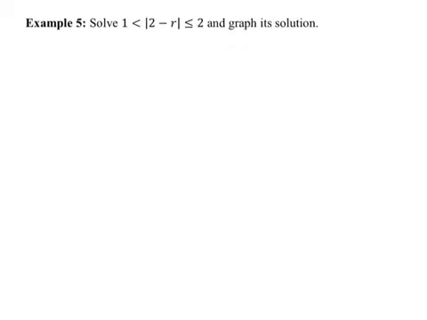So number 5 says solve 1 less than absolute value of 2 minus r, which is less than or equal to 2, and graph its solution. The thing we want to notice right away is that this is clearly an AND statement because we have something in between here. So we have two things going on. Let's break them up just to see what that is.